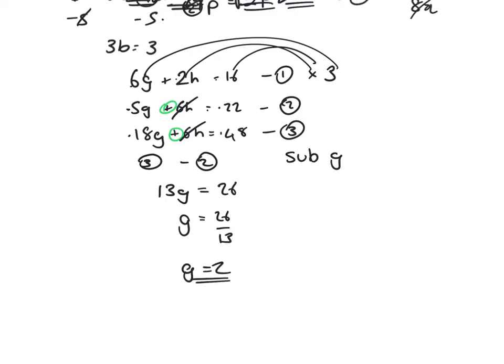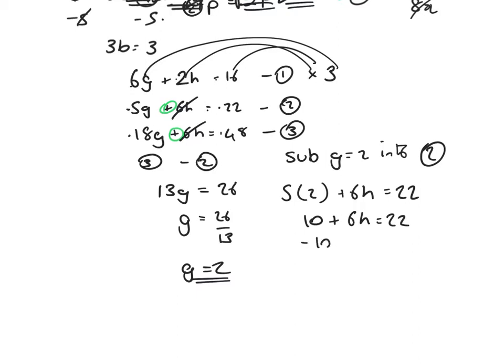I'm now going to sub g equals 2 into one of the equations. So let's this time choose at random equation 2. So in equation 2, I'm going to sub g equals 2, so that's going to be 5 lots of 2 plus 6h equals 22. 10 plus 6h equals 22. Take 10 from both sides. 6h equals 22 take away 10, which is 12. I'm now going to bring the 6 down and divide, and that will be h equals 12 over 6, h equals 2. Final answer, h equals 2, g equals 2.